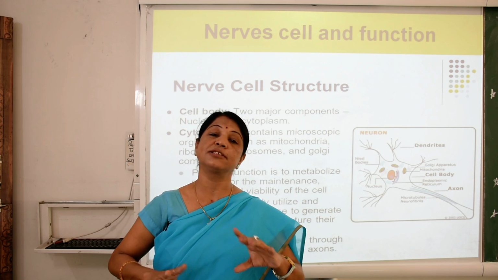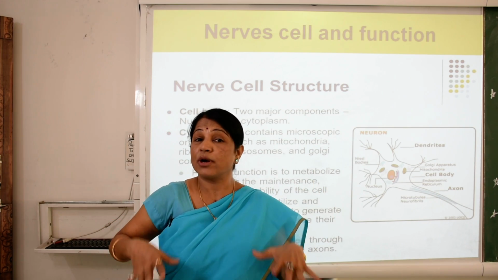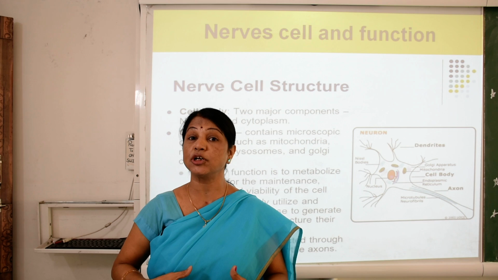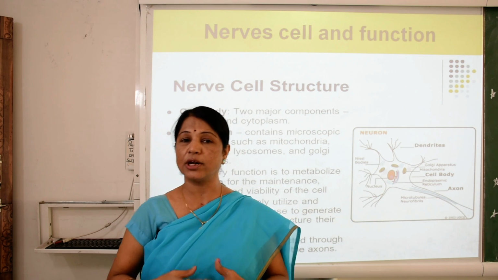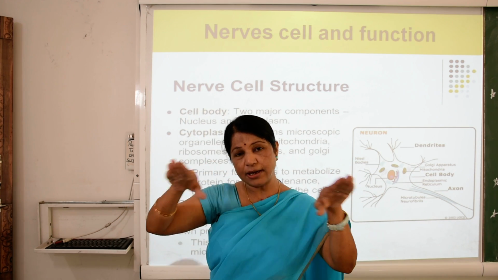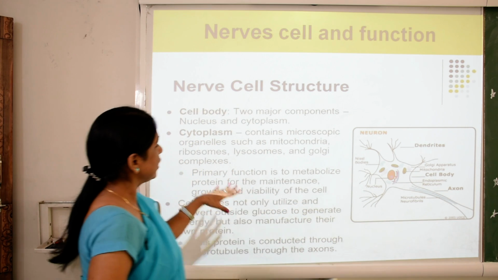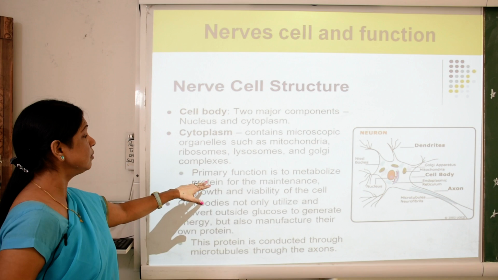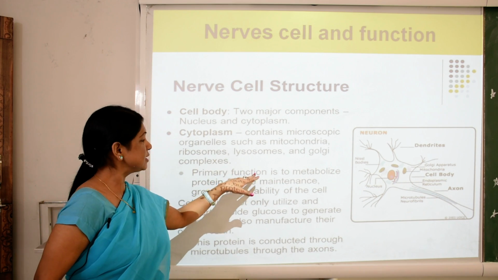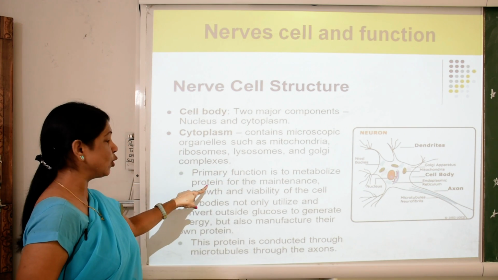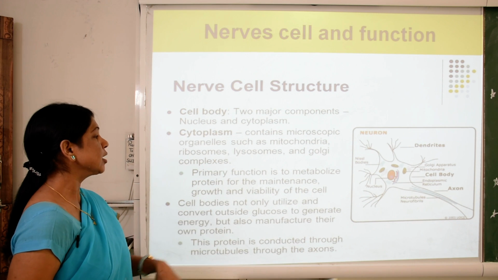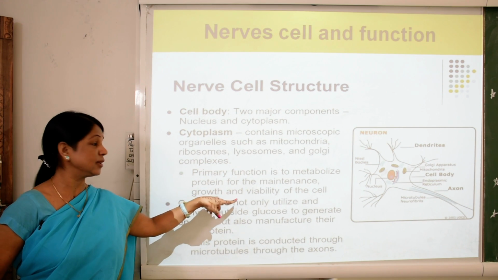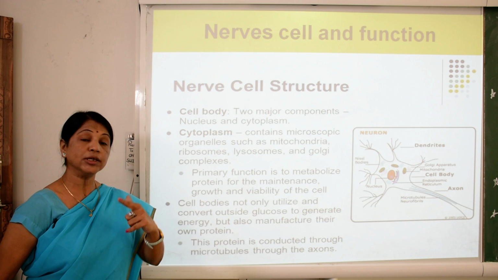So definitely there is a big network of cells and various types of tissues, and that is why our bodies play a complicated role in the various types of structure. Now first we talk about the primary function. What is the primary function? It is to metabolize protein for the maintenance, growth, and availability of the cell.